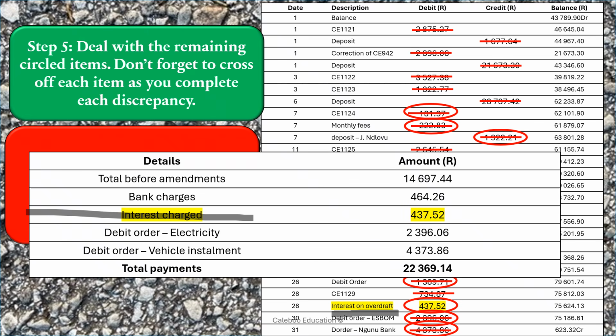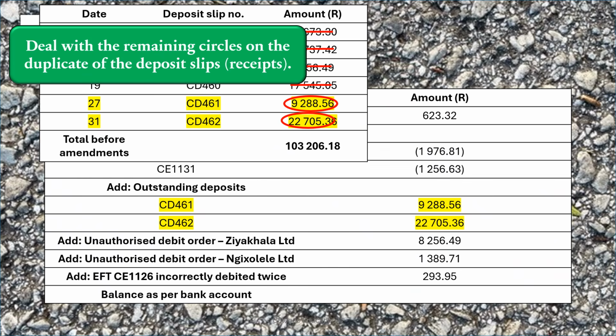So we put in an entry in our payments because this interest on overdraft is making our bank balance smaller. So we need to add it into our cash payments journal, and there it is, 437.52. Don't forget to cross off the item.